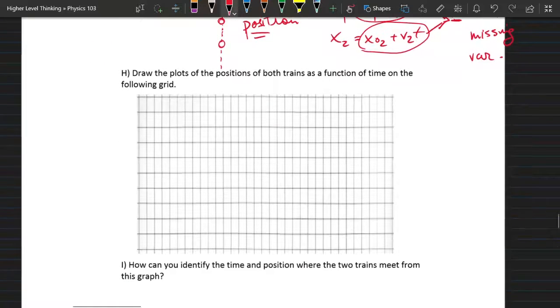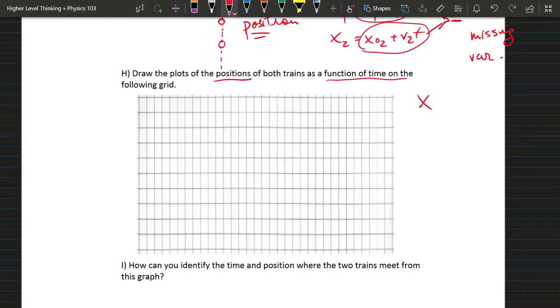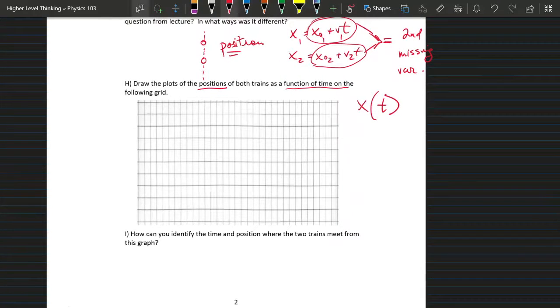What do we have here? Draw the plots of the positions of both trains as a function of time. So it's an x with respect to t type of graph, which means that on the x-axis we would have time, and on the y-axis we have the position of the train.